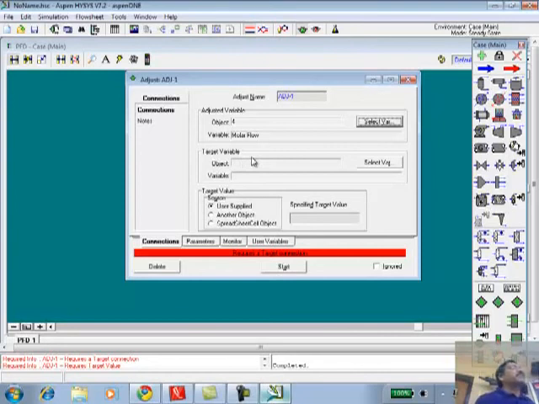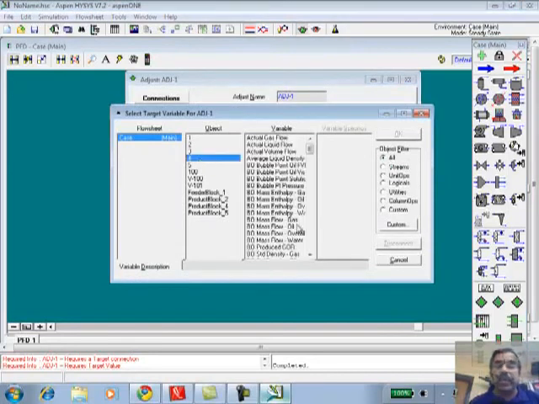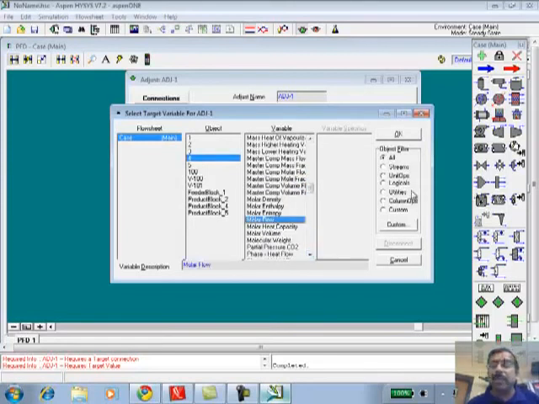Sorry, I already made a mistake. It says adjusted variable, right? This is the variable that it can adjust. The target variable is what we want. So we want the target variable to be stream 4, and that's why we didn't get a value to be specified. So the target is molar flow. Where is molar? Molar flow. Okay.